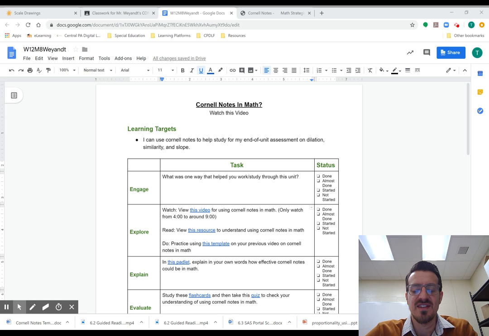So your learning target is: I can use Cornell notes to help study for my end of the unit assessment on dilation, similarity, and slope. So this unit has those 3 ideas, but we can use Cornell notes to help us study for them.